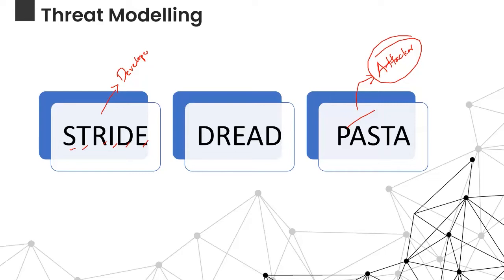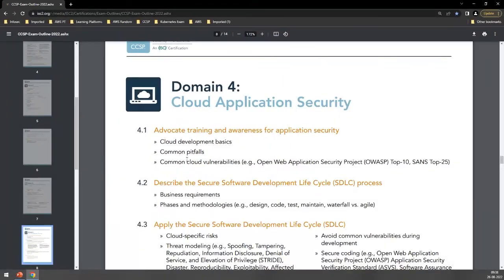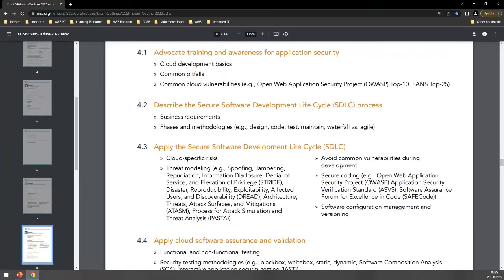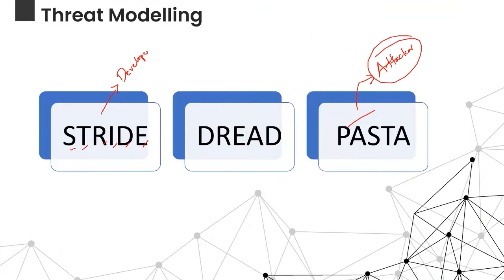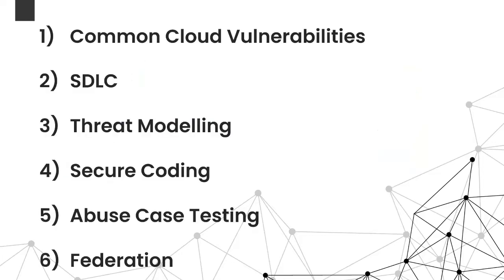So basically these are the three models we have to understand, and these are very important for the exam. They have clearly mentioned that in the exam guideline. You can see that they have mentioned STRIDE, DREAD, then ATASM and PASTA. These are very important models to understand. Then team, the next thing is secure coding. So they have added the topic called secure coding there.